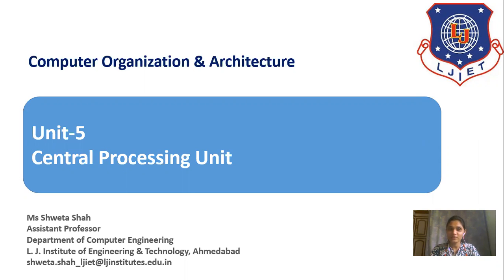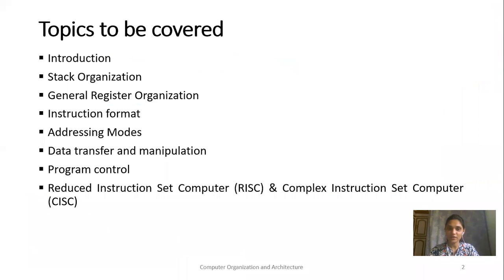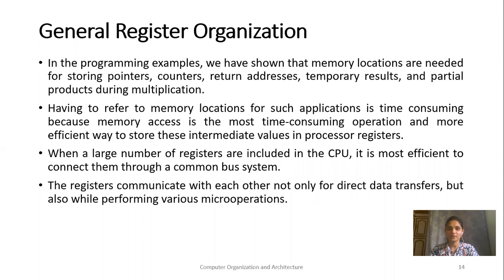We are here for the subject Computer Organization and Architecture. We have started Unit 5, that is Central Processing Unit. In this unit, in the last session, we have seen stack organization. In this session, we are going to see general register organization and instruction format. Let me start with general register organization. First, we see what is general register organization.